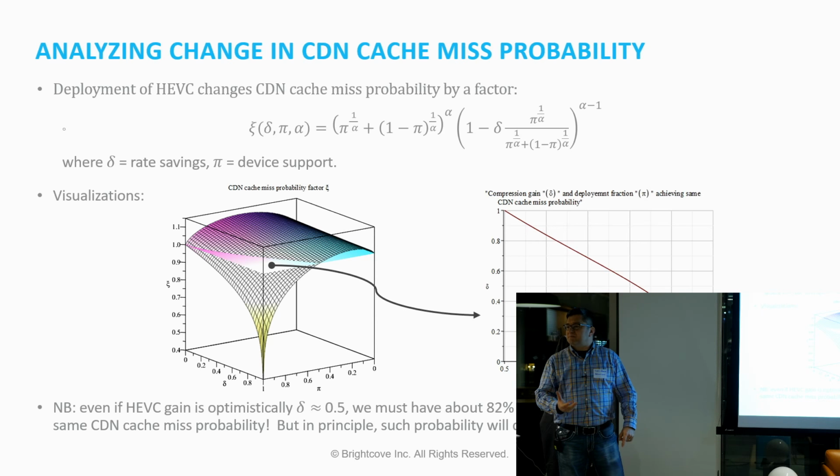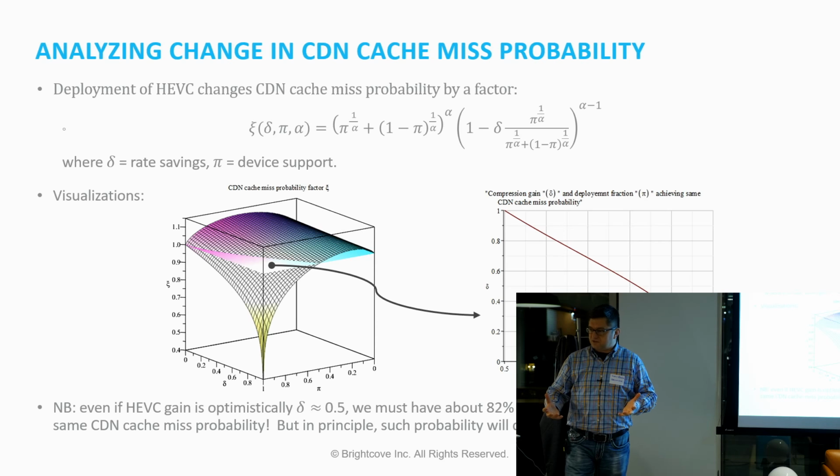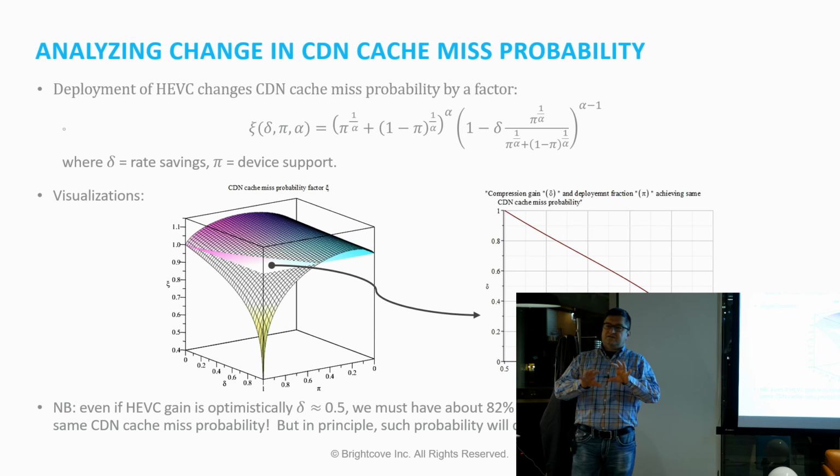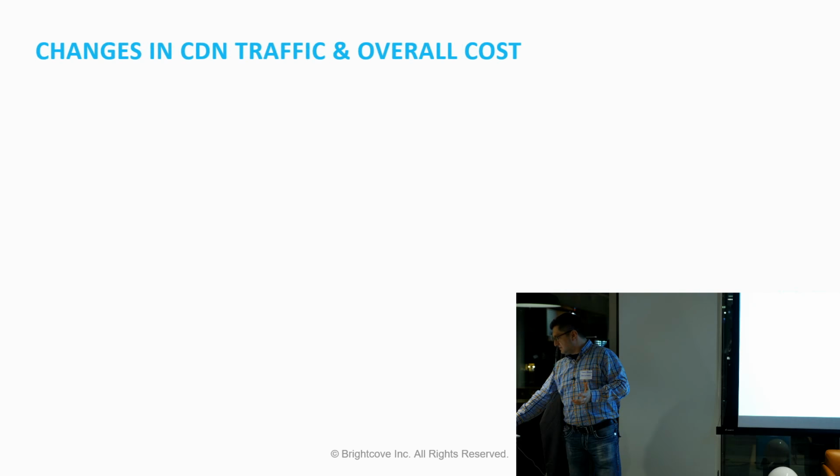That's just cache miss probability. But you will say that cache miss probability is not a true indicator of total costs, right? It just indicates at which point deployment of HEVC will be breaking even if you don't have any caching at all, if you're streaming extremely non-popular content. But if you're streaming popular content, it's probably a different story.